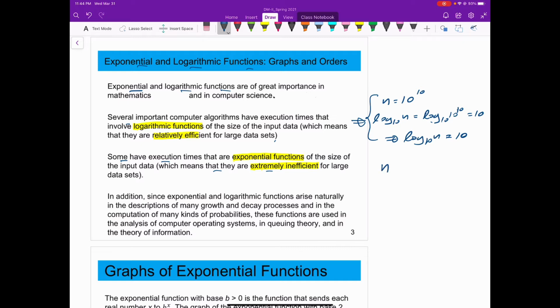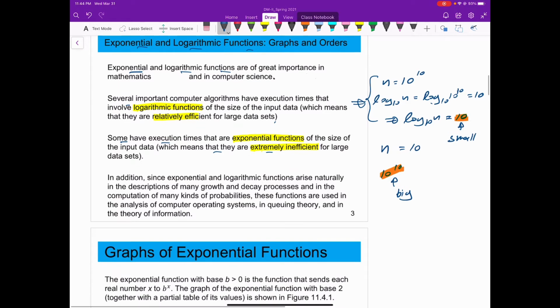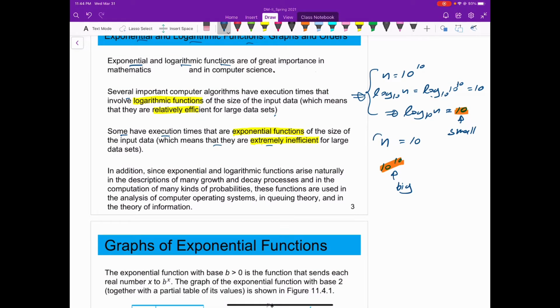In this case, you could take n to be 10, and then you could write the exponential function as 10 to the power 10. So this is a big number. In the previous case, it was a very small number. All right, so let's move to the next slide.